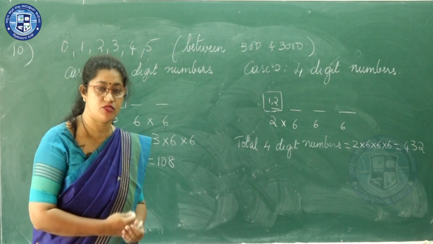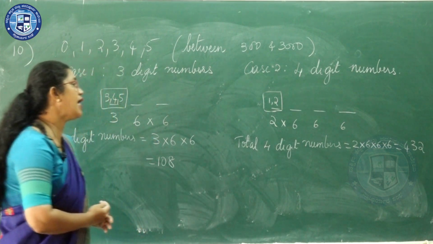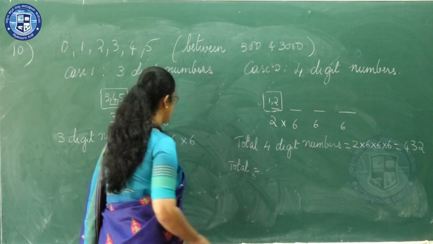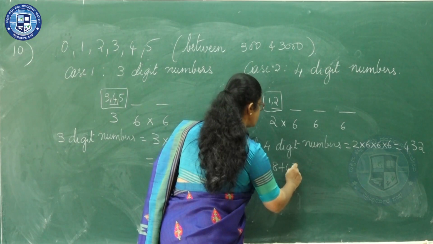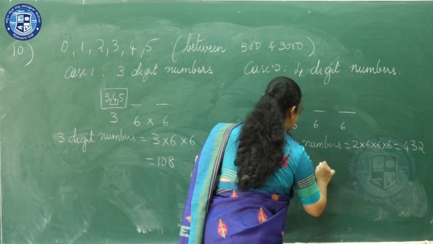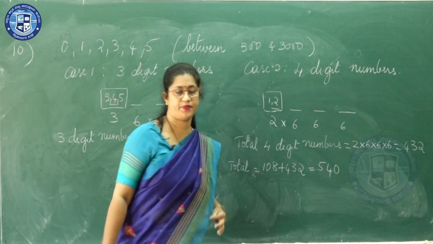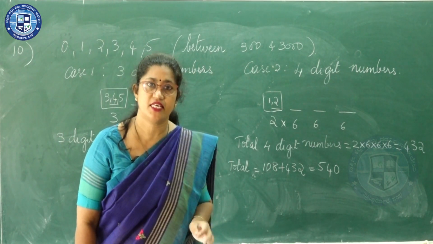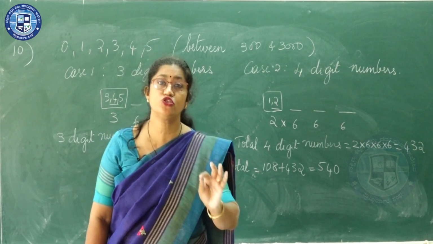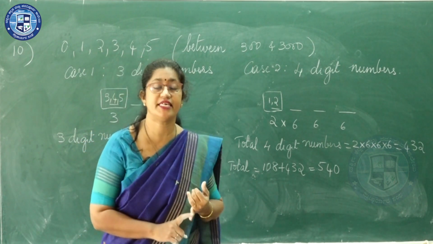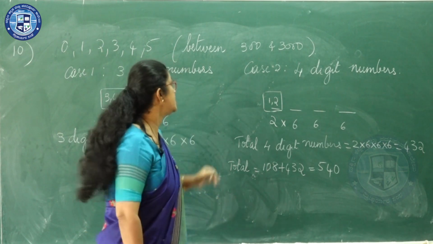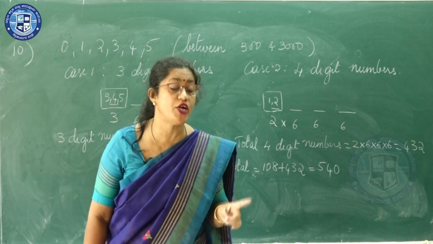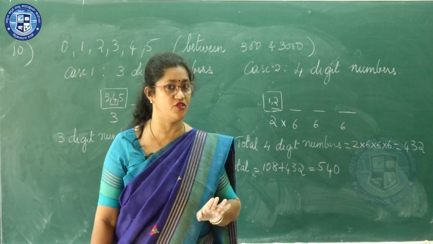And next, we will add the 2 numbers. When I add the 2 numbers, the total will be 108 plus 432, which will give me 540. Before you conclude that 540 is the answer, think again. Just do some verification. One is that here digits can be repeated, and the other one is it says between 300 and 3000. Just take care to see that you have not included 300 and 3000 in your calculation.